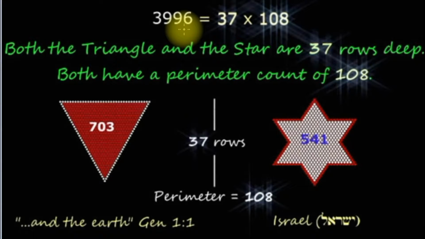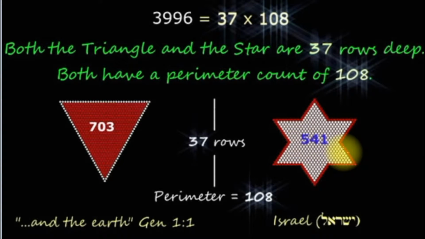3,996, the number of units, equals star number 37 times the 108. 703 equals "and the Earth" from Genesis 1:1, and its Hebrew gematria value. It has a 108 unit perimeter, and it's 37 rows high.